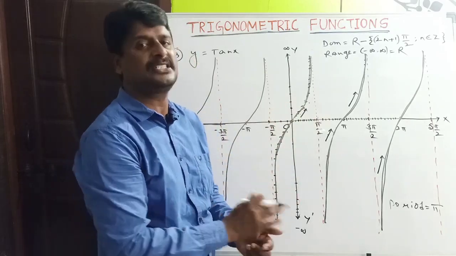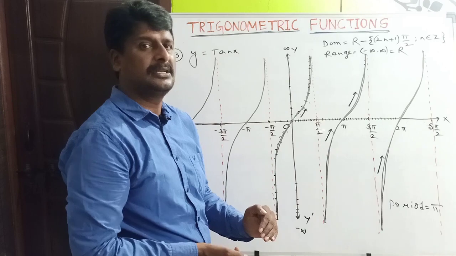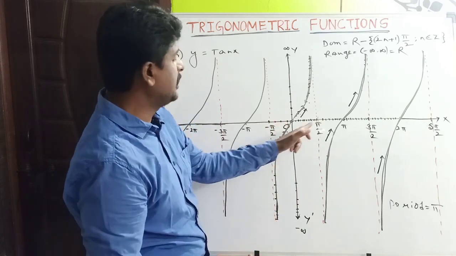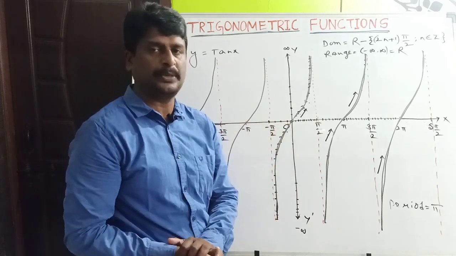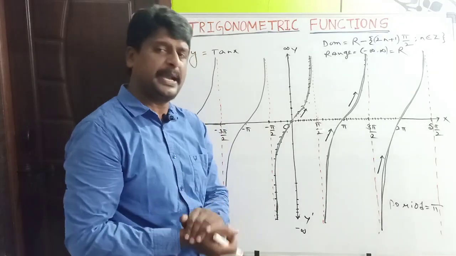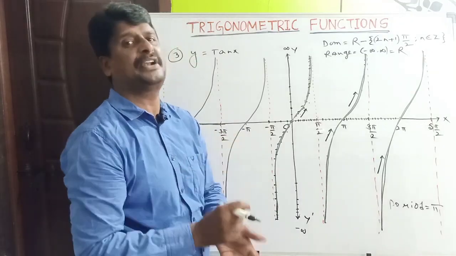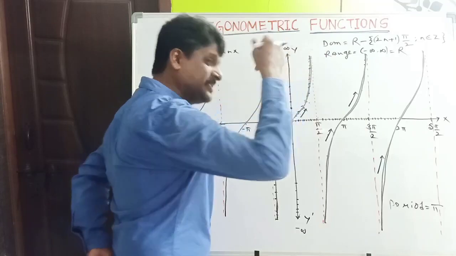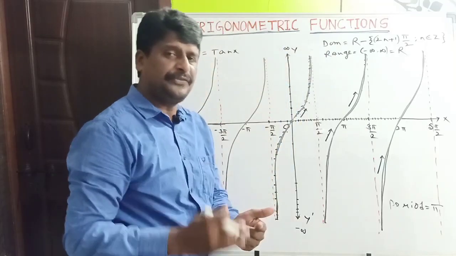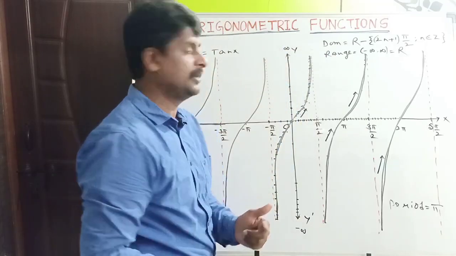It's not a V turn. Moreover, it is not discontinuous between minus pi by 2 and pi by 2. From minus pi by 2 to pi by 2, it is always differentiable. At pi by 2 it is not continuous, and because it is not continuous, it is not differentiable.